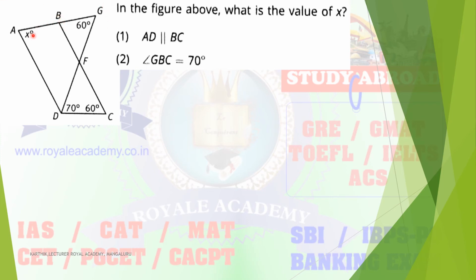So that is nothing but x degree. Why? Because the first statement tells that AD is parallel to BC. So once you find out the angle of B, that is nothing but x degree as per the first statement. Based on the first statement, x degree is equal to B degree.